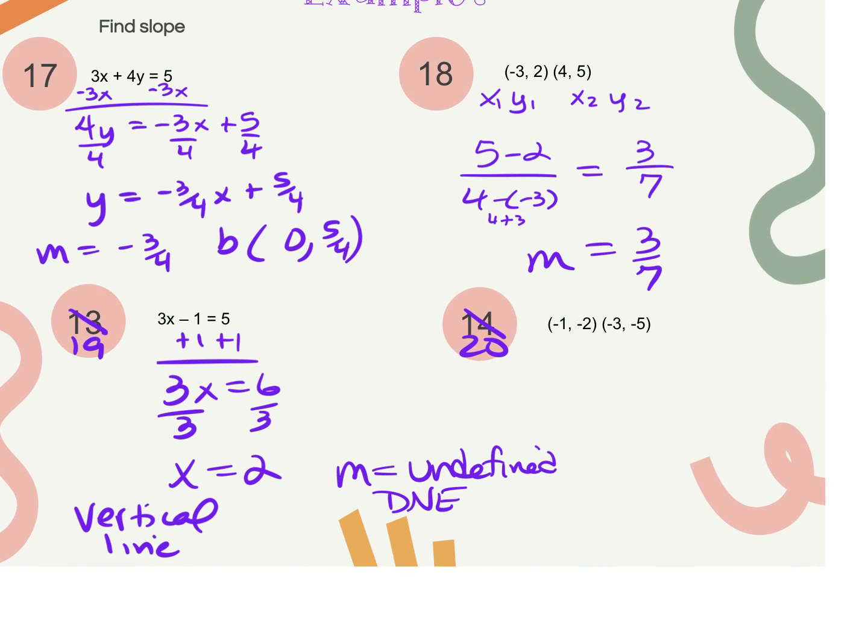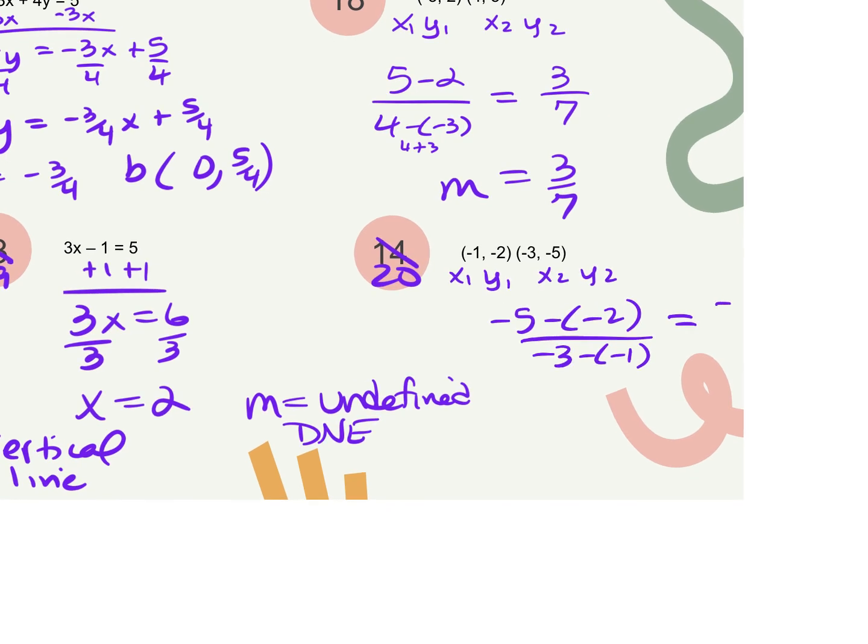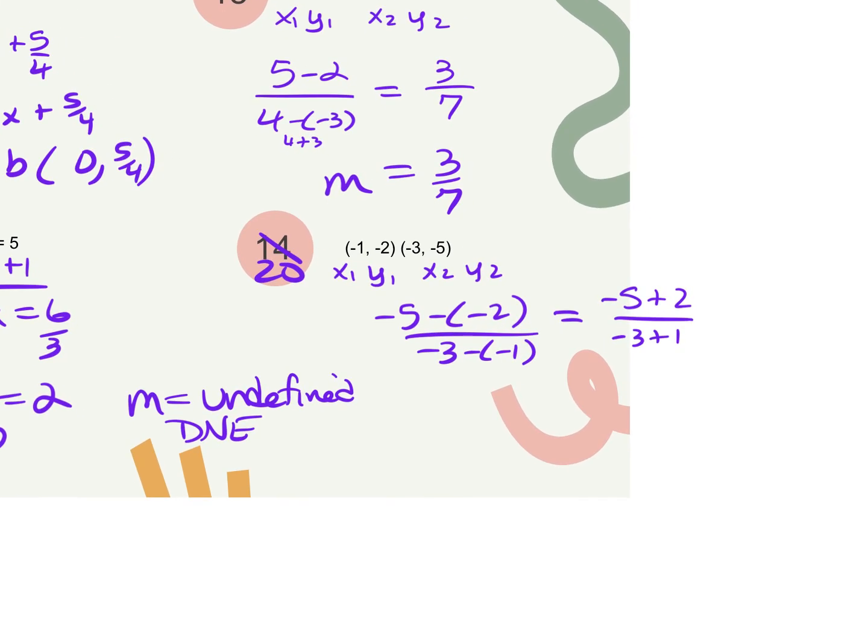And then the last one, do the slope formula. x1, y1, x2, y2. -5 minus -2. -3 minus -1. Keep flip change it. Really becomes -5 plus 2. -3 plus 1. This gives me -3 over -2. Negative divided by a negative. And the slope is positive 3 over 2. And that is it for the notes on section 2.1a.